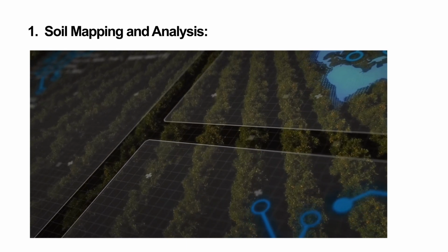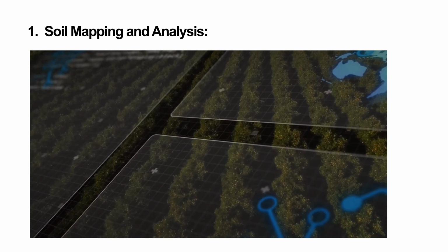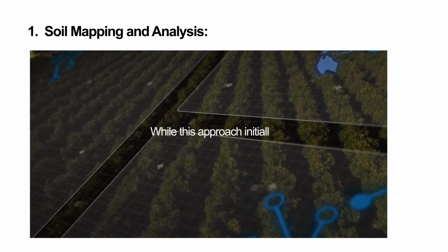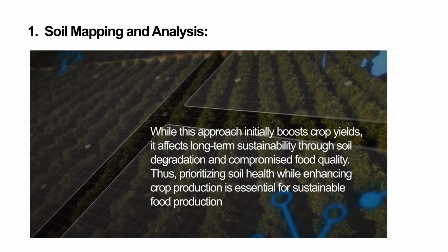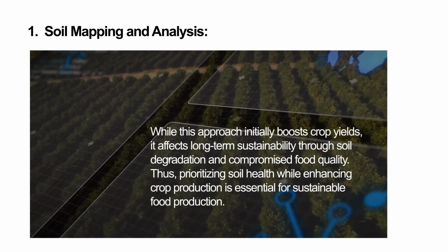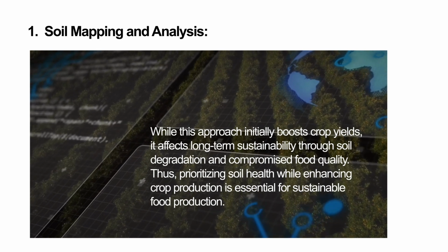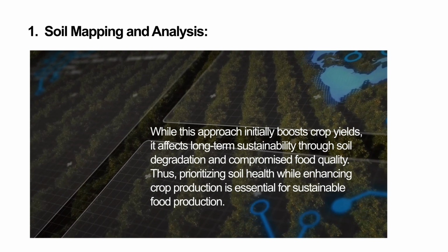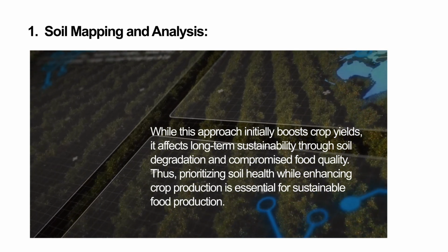Amidst the growing food demands of an increasing population, agricultural intensification frequently depends on excessive chemical and fertilizer applications. While this approach initially boosts crop yields, it affects long-term sustainability through soil degradation and compromised food quality. Thus, prioritizing soil health while enhancing crop production is essential for sustainable food production. Understanding the physical and chemical properties of soil is essential for determining the needs of precision agricultural management.